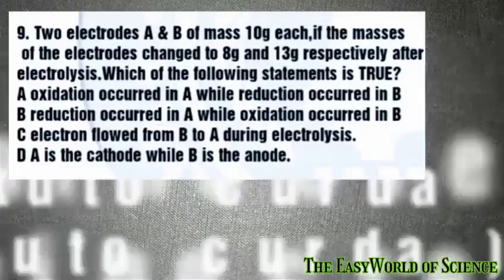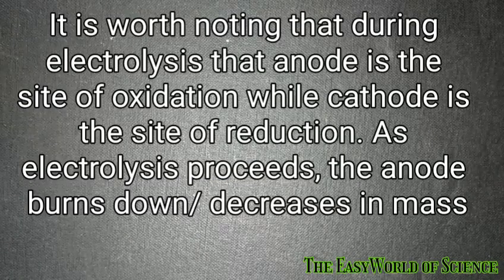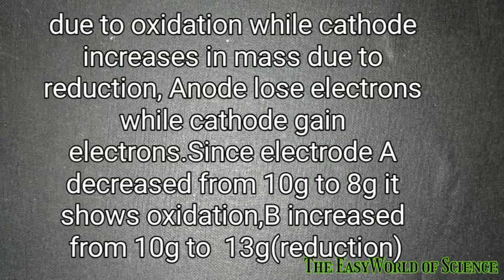Question number nine. The answer is A. Oxidation occurred at electrode A, and reduction occurred at electrode B. It is worth noting that during electrolysis, the anode is the site of oxidation while the cathode is the site of reduction. As electrolysis progresses, the anode usually burns down and decreases in mass due to oxidation, while the cathode increases in mass due to reduction. The anode loses electrons while the cathode gains electrons. Since the mass of A decreased from 10 grams to 8 grams, it shows that oxidation has taken place, and that of B increased from 10 grams to 13 grams, which shows reduction.